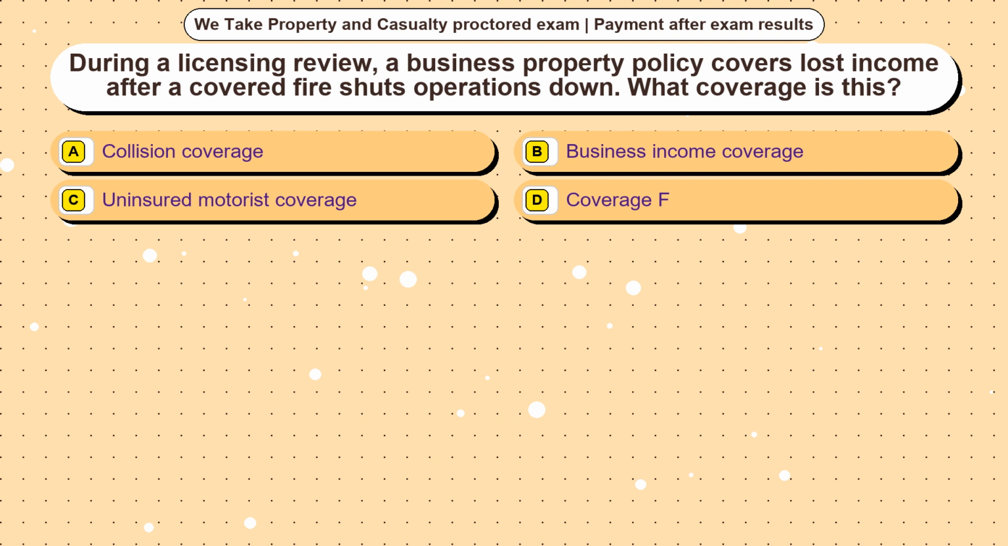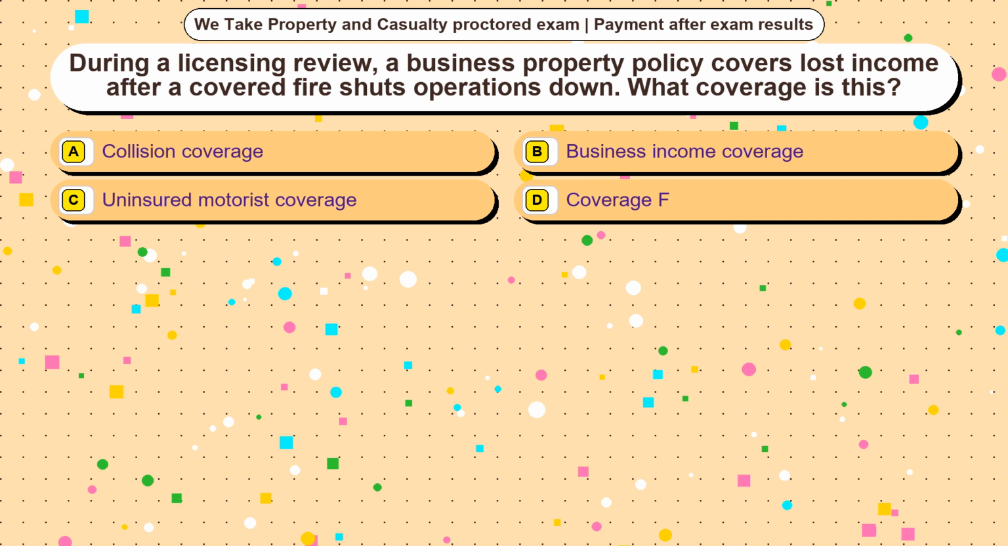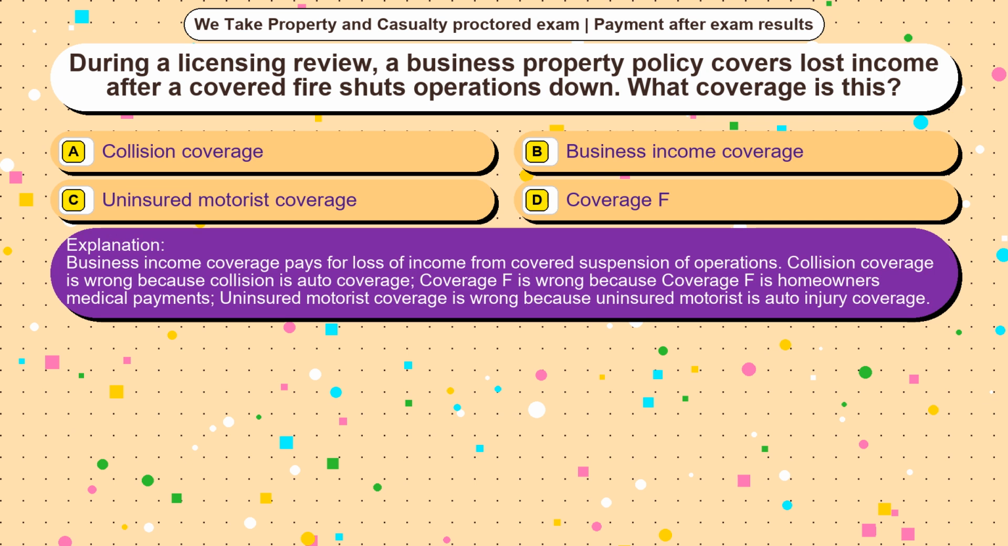Question 23. During a licensing review, a business property policy covers lost income after a covered fire shuts operations down. What coverage is this? Option A, collision coverage. Option B, business income coverage. Option C, uninsured motorist coverage. Option D, coverage F. The correct answer is option B. Business income coverage pays for loss of income from covered suspension of operations.